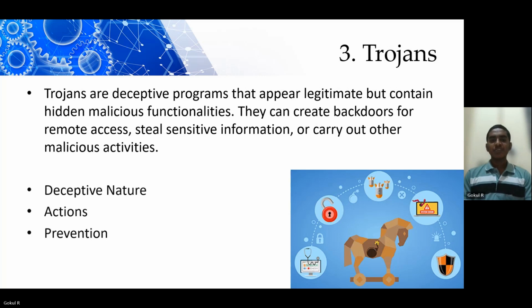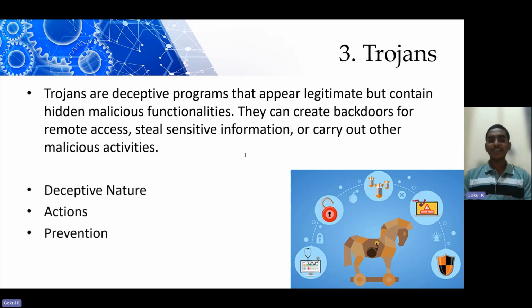Next, Trojans. Trojans are deceptive programs that appear legitimate but contain hidden malicious functionalities. They can create backdoors for remote access, steal sensitive information, and carry out malicious activities in our systems. What is the deceptive nature of Trojans? Trojans masquerade as legitimate programs to trick users into downloading and executing them. By executing them, we let them do whatever they can to steal the information.